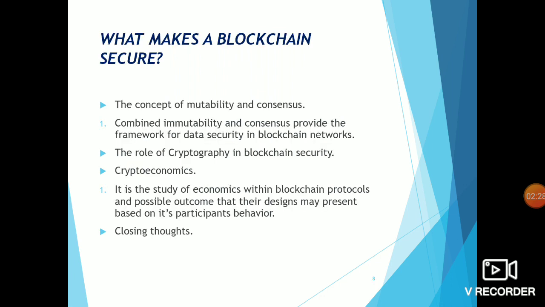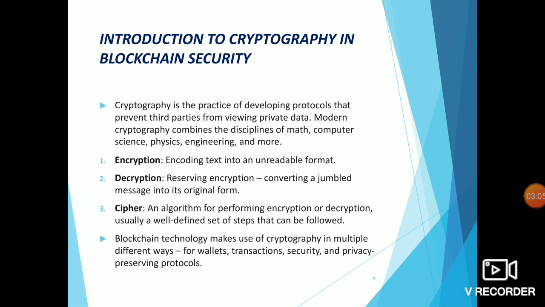What makes a blockchain secure? Four steps that secure the blockchain. Number 1, the concept of immutability and consensus. Combined, immutability and consensus provide a framework for data security in blockchain networks. Number 2, the role of cryptography in blockchain security. Number 3, crypto economics. This is the study of economics within blockchain protocols and the possible outcomes that their design may present based on its participants' behavior. Number 4, and finally, closing thoughts.